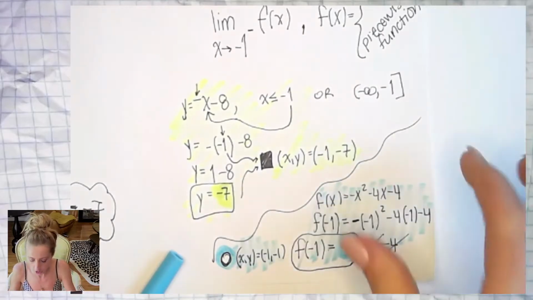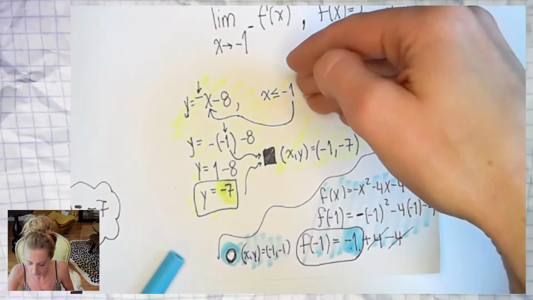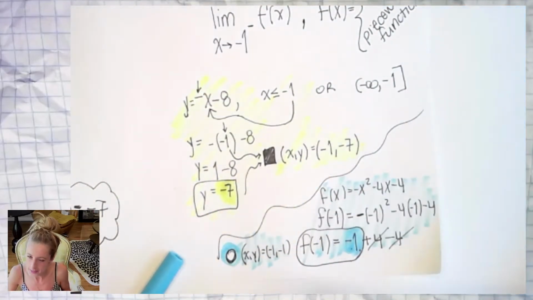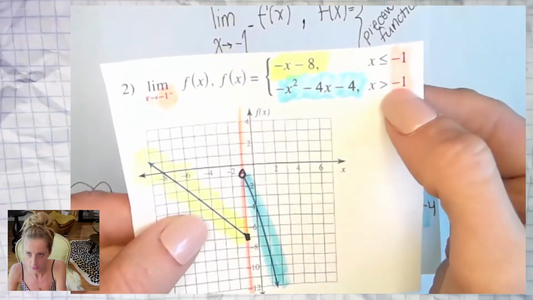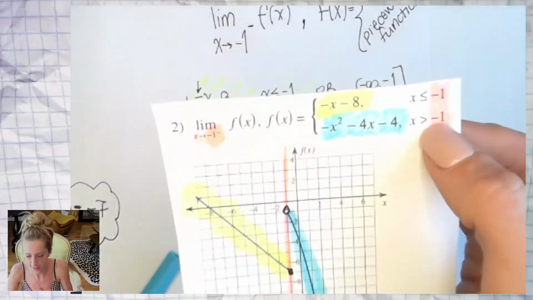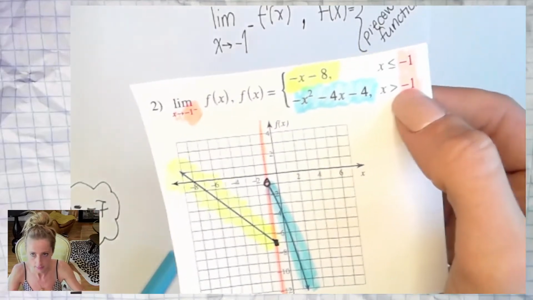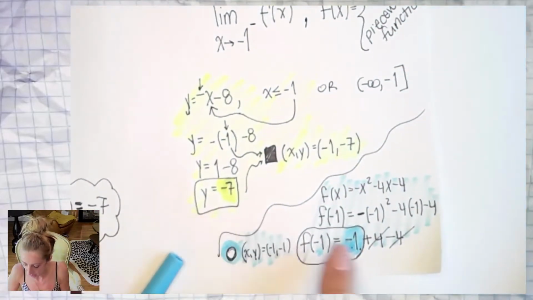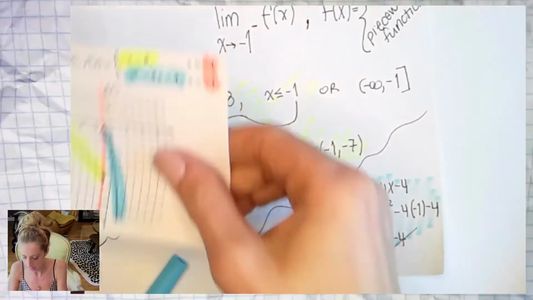And limit's a better word to use anyway, because we can't say the graph is at -7 when x is -1 over here, but when x is -1 over here... wait a minute. We can't really say that because x is never -1 for the blue one. It's only greater than -1. So that's why we say limit, because with the limit you don't have to get to the point. So it's a better way to describe it. So we got -7, -1. They are not equal. So you would put DNE, does not exist.